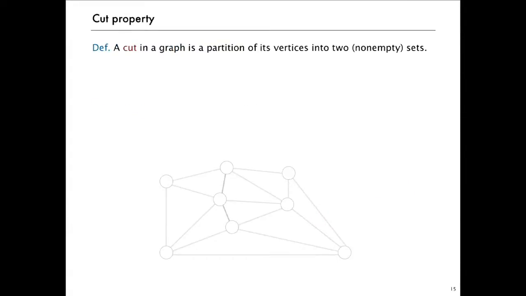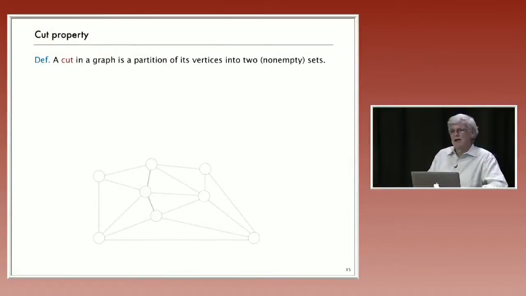Now, to understand our algorithms, we're going to start with a general operation on graphs called making a cut. A cut in a graph is a partition of its vertices into two non-empty sets. We'll indicate that just by coloring some of the vertices gray and others white. So that's a partition into two sets, the gray vertices and the white vertices. Every vertex is either gray or white, and there's at least one in each set.